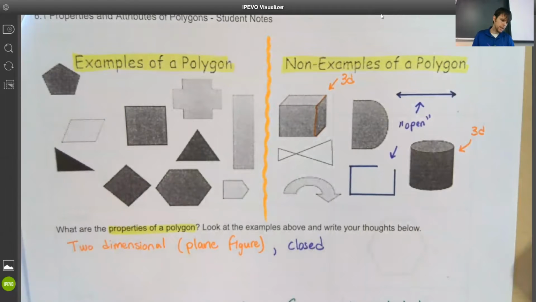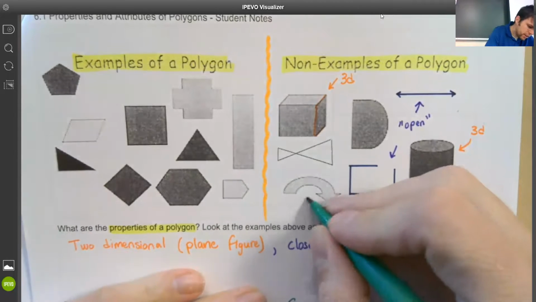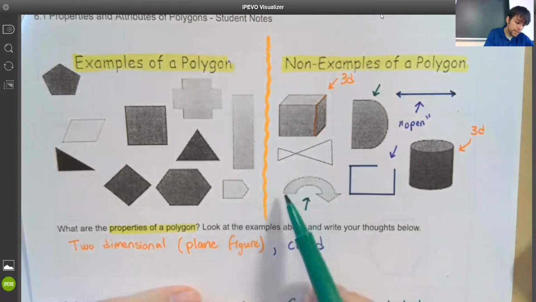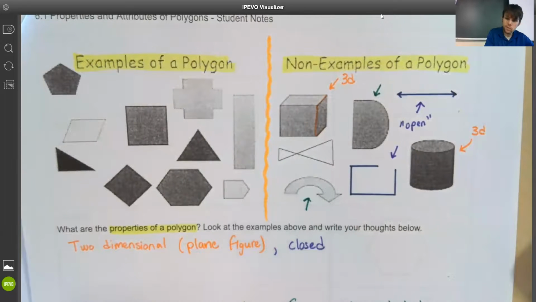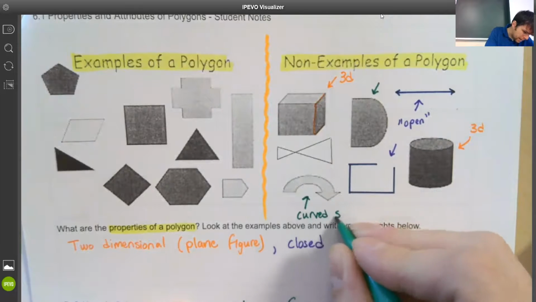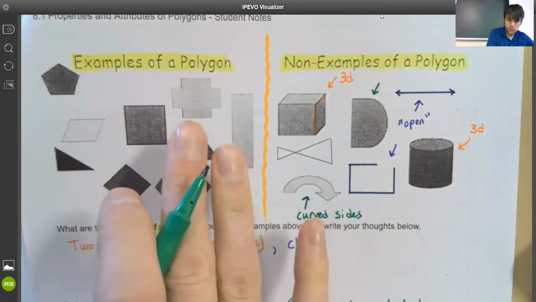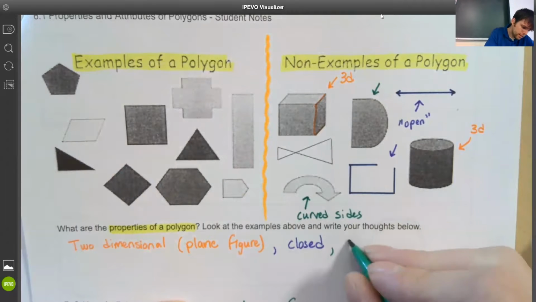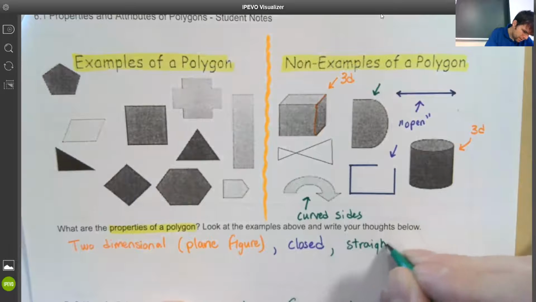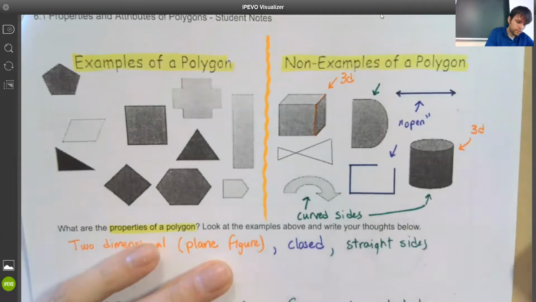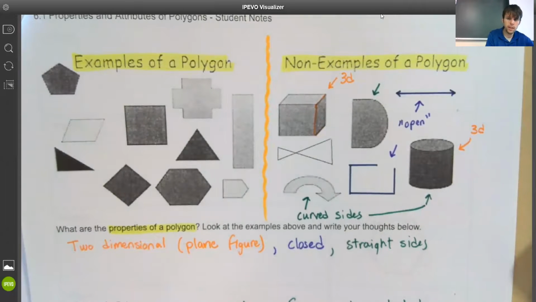Couple more properties here. I'm going to go ahead and take a look at this figure right here and this one right here. And what I notice about them immediately is that they have some curved sides, right? Sides that are maybe circular arcs or just curves in general. That's different than all of these other ones. All of these that are polygons have only straight sides, right? So straight sides. Actually, this three-dimensional shape also falls into this category of having some curves as well.